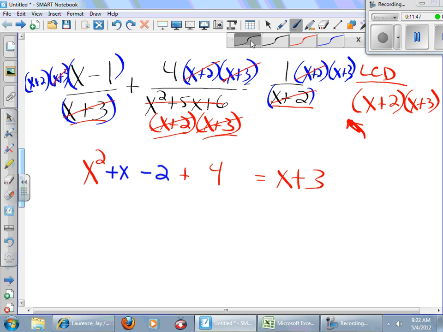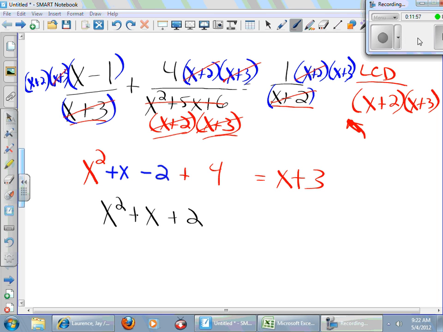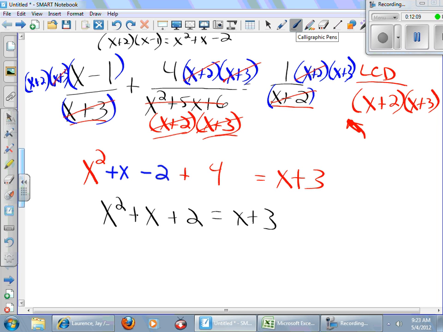So I'm going to combine some like terms here. I feel like I've made an error. Let me check my FOIL really quick. Hold on. Okay, I must not have made an error. I'm doing okay. Maybe it's just coming out so pretty that it seems like I made a mistake. So this will equal x plus 3.